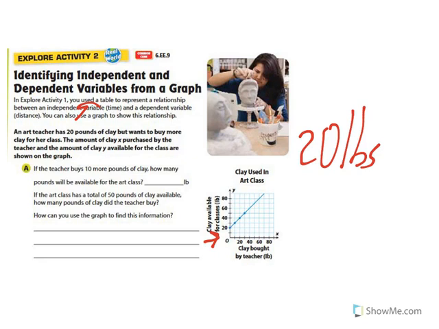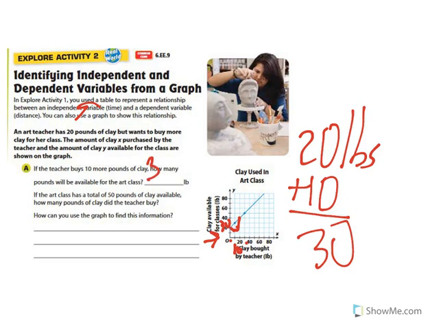Now look what happens. It's going up by a certain number. Take a look there. What's in between 20 and 40? That's a 10, right? So that would be a little 30 there. And it's going over now also by what unit? So go from 0 to 20. In between, half of it is 10. All right, so if the teacher buys 10 more pounds of clay, how many pounds will be available for the class? So we started where? We started at 20, and now we're going to add another 10 to it, right? So that's basically an additive relationship, right?